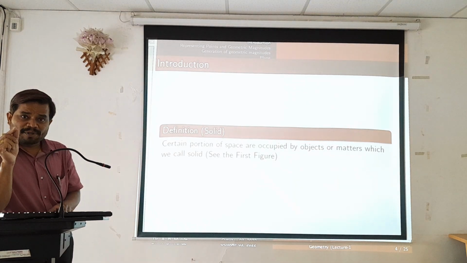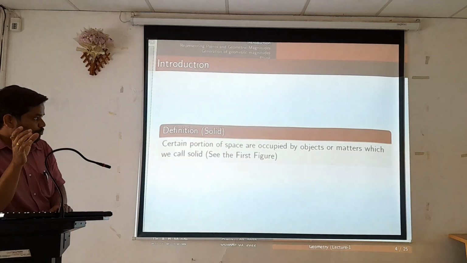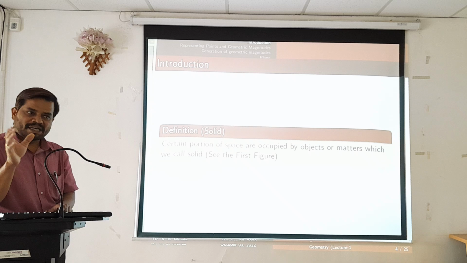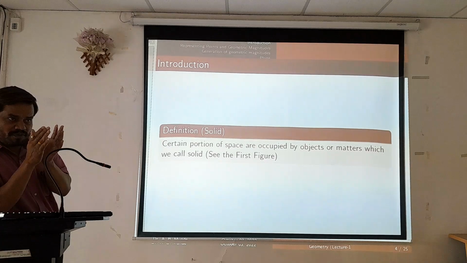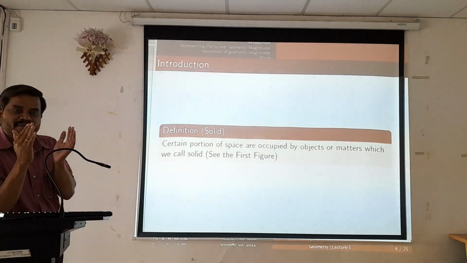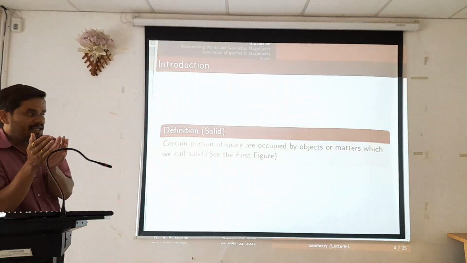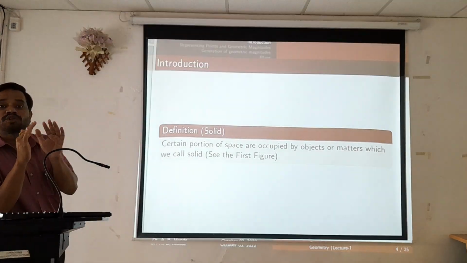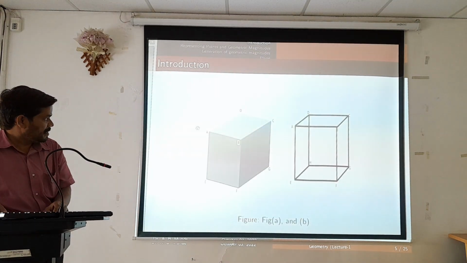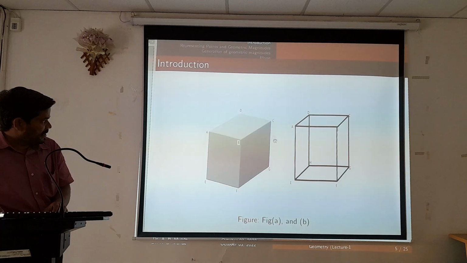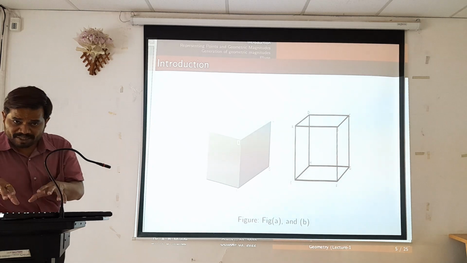The block represented in the next figure is a certain portion of a space occupied by objects or matter. That is shown in this figure. So the certain portion of space occupied by some objects or matter, or whatever things are filled in that object, we call a solid figure or a solid object. Look here, this is the first figure. In this figure, we see a cuboid filled with some matter or some objects.